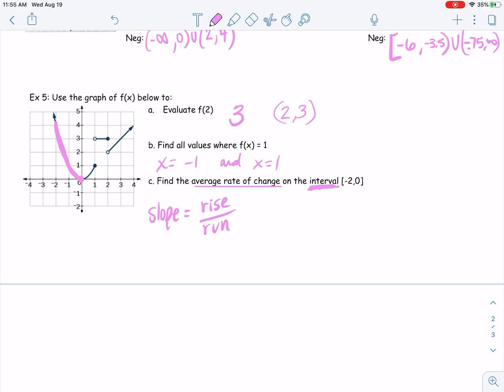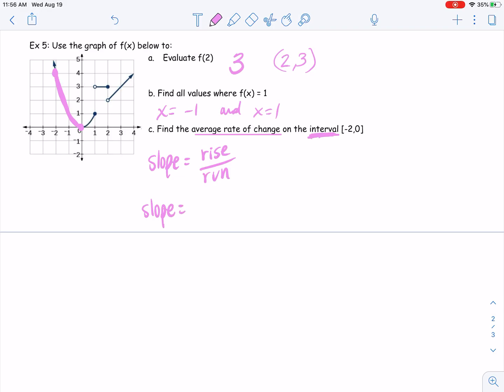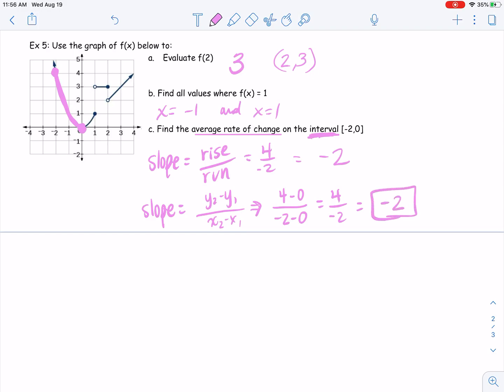Okay? And so you could definitely count your rise over your run and simplify. But you also know that slope is calculated by the change in y, so that would be y2 minus y1 over the change in x, x2 minus x1. So you could also use the coordinate locations of (0, 0) and (-2, 4). Whatever you feel more comfortable with. Maybe you want to just count your rise as 1, 2, 3, 4, and your run is -2. So that would give you a slope or an average rate of change of -2. If you want to use the values, you might see something like 4 minus 0 over -2 minus 0. And you're still going to get -2 as your average rate of change.